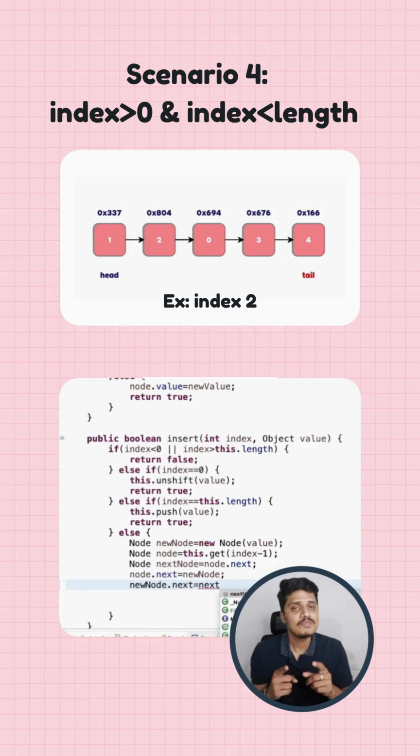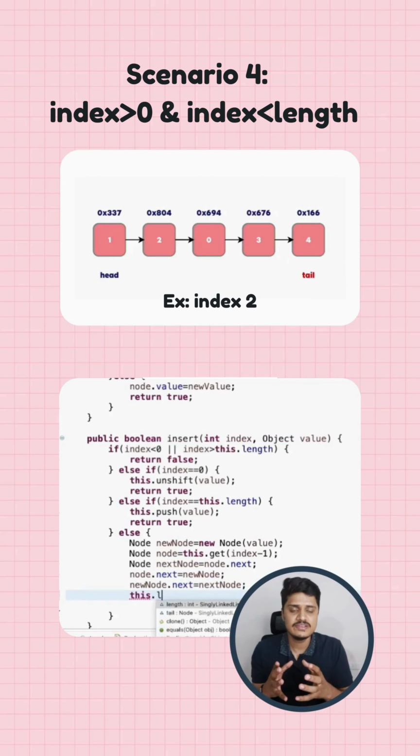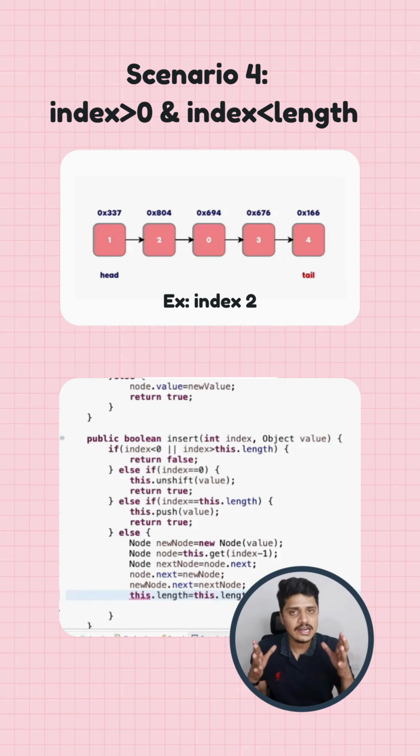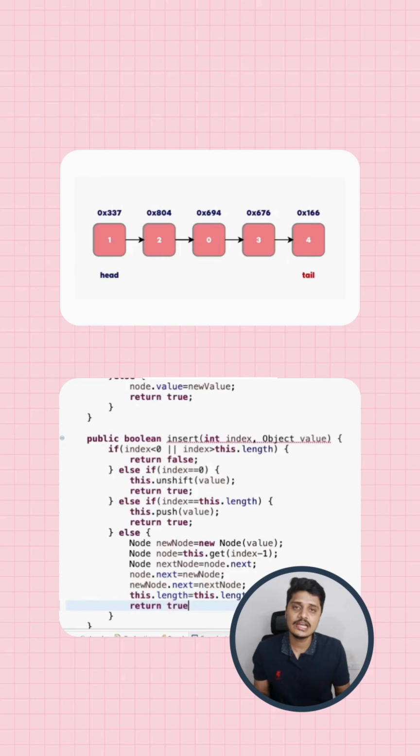Since we have added one value into the singly linked list, we will increment the length by 1 and we are good. So that is a simple understanding of how an insert operation is implemented on a singly linked list, covering all the scenarios.